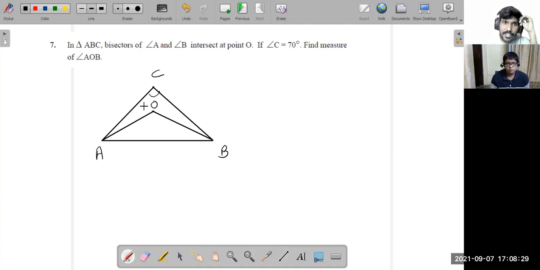Angle C is 70 degrees. Find the measure of angle AOB. You have to find what is this measure. Is the question clear? Have you understood the question? What is given and what you have to find? Okay. So let's start with the solution.